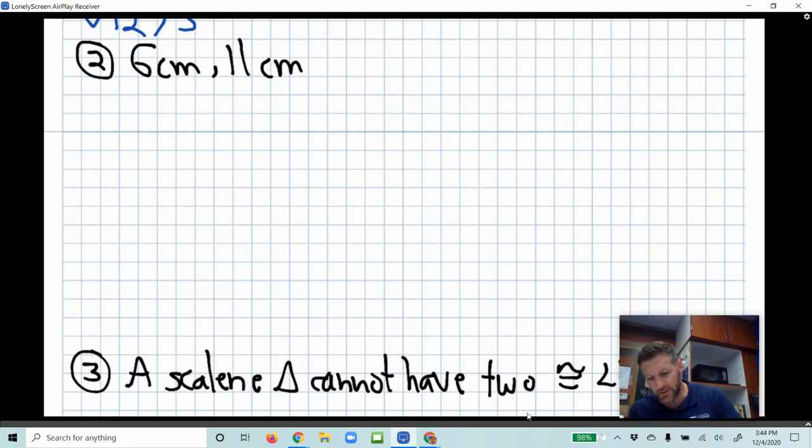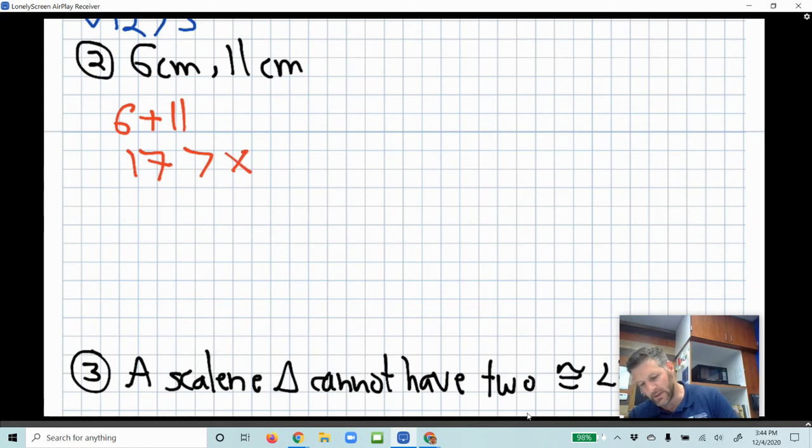Well, again, the third side cannot be greater than the combination of these two sides. So 6 plus 11, that's 17. 17 has to be greater than our missing side. Or I'm sorry, our missing side would have to be less than 17 because it can't be equal to 17 and it can't be bigger. So therefore, our other side has to be smaller than 17.